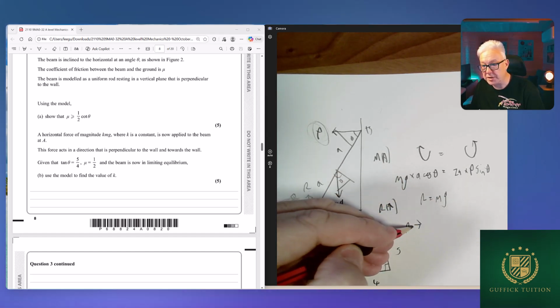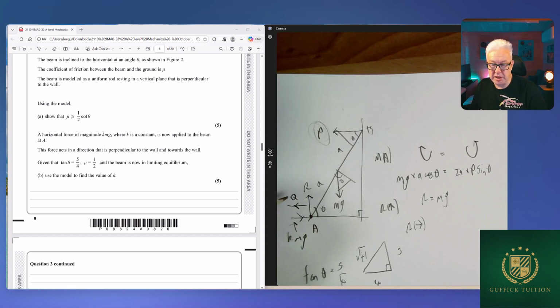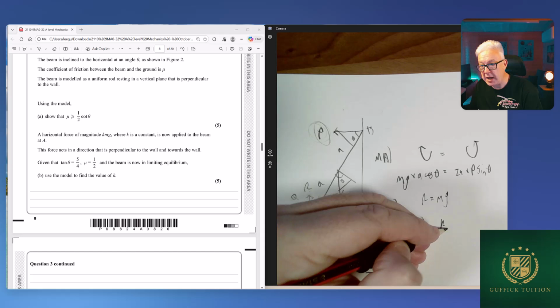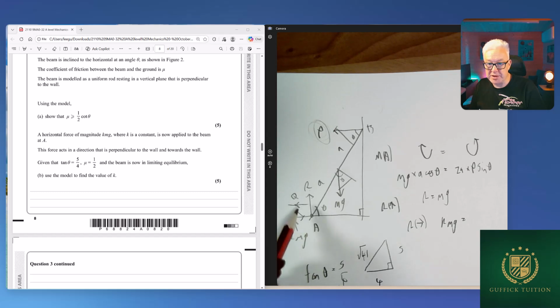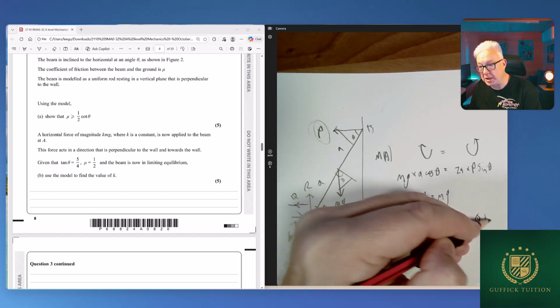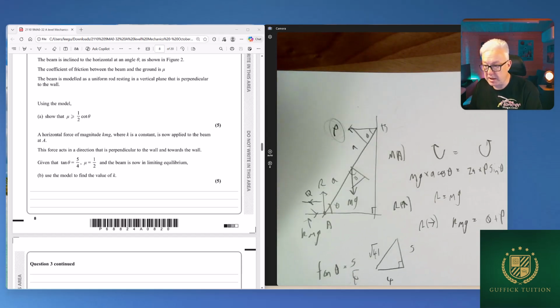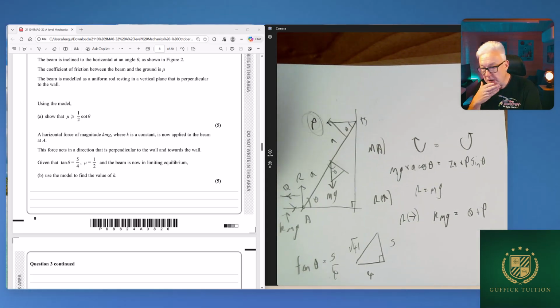Let's resolve horizontally. This is where things get a little bit more complicated. Resolving horizontally, what have we got? We've got kmg pushing towards the right, and that must equal the forces pushing towards the left, which are Q and P. So kmg equals Q plus P, because they're the forces acting that way. Okay, that's fine. So there's our moments and everything.